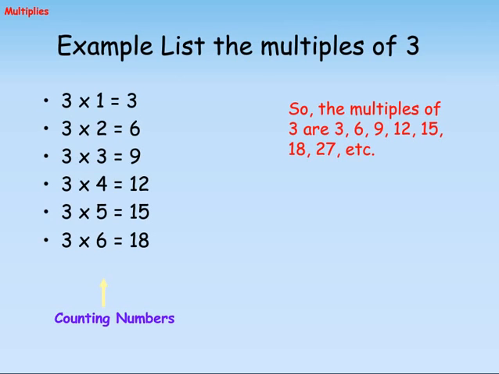Example list. The multiples of 3. 3 into 1 equals 3. 3 into 2 equals 6. 3 into 3 equals 9. 3 into 4 equals 12. 3 into 5 equals 15. 3 into 6 equals 18. So the multiples of 3 are 3, 6, 9, 12, 15, 18, 21, etc.